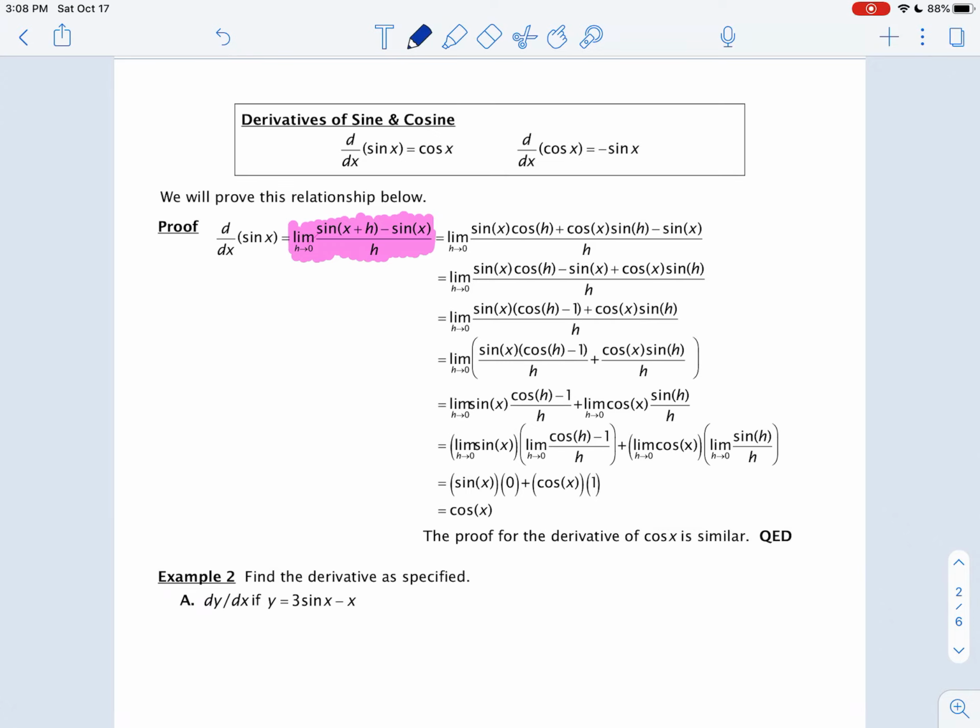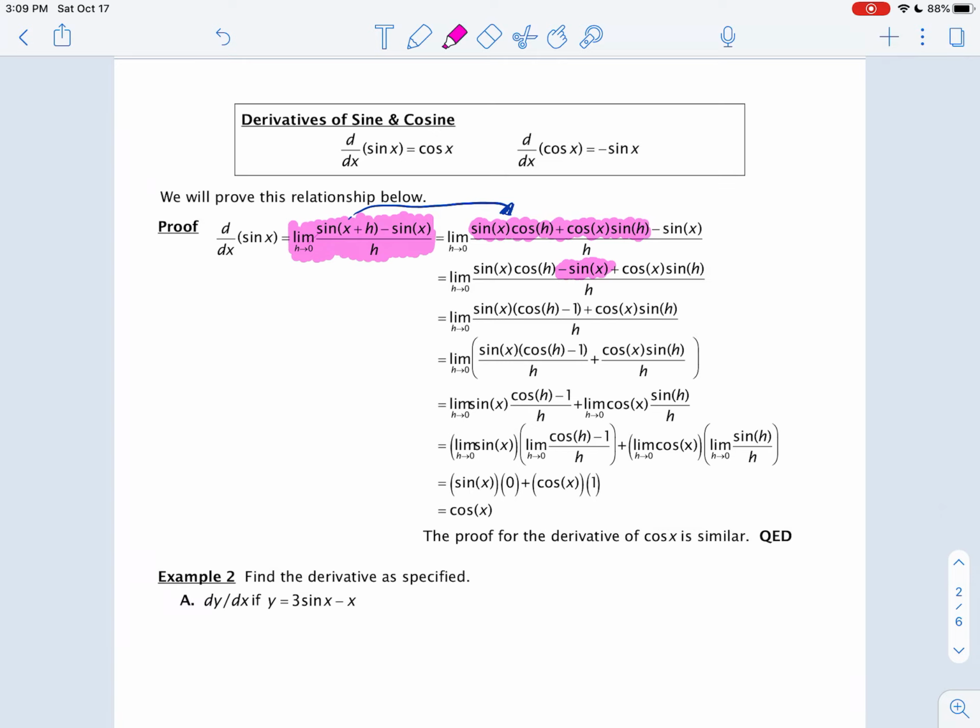And we're just using the identity for the sine of a sum of angles. Sine of a plus b is equal to sine a cosine b plus cosine a sine b, and we've got x and h here. So the sine of x plus h is just this quantity here. And then in the next step, we just rearrange terms, moving the minus sine x in front of the plus cosine x sine h.